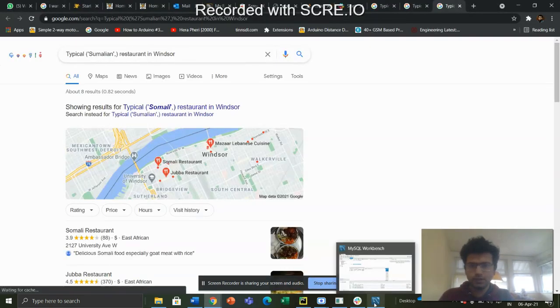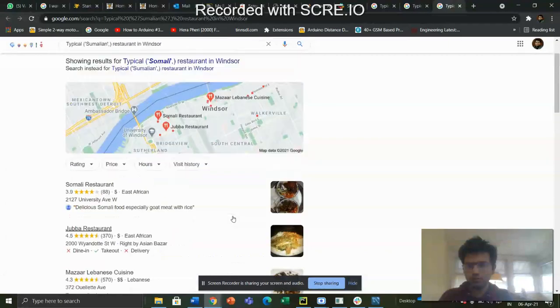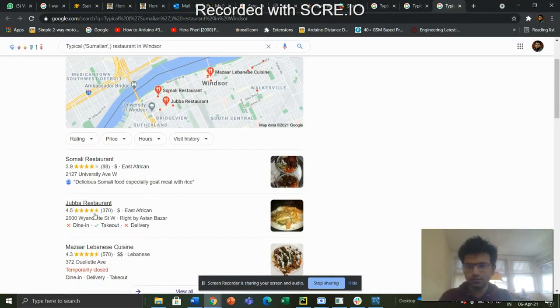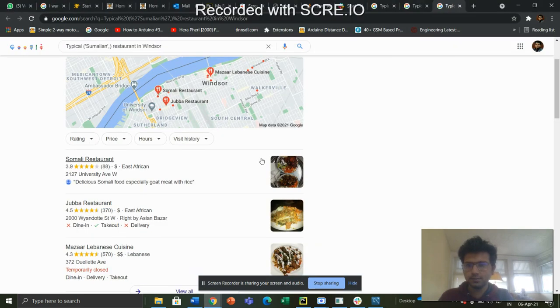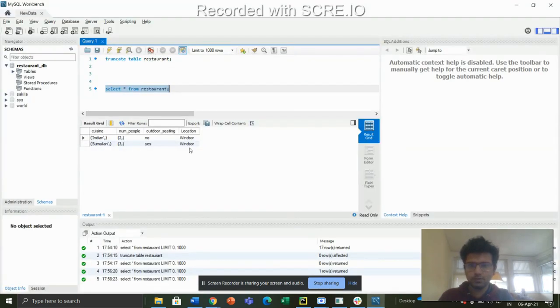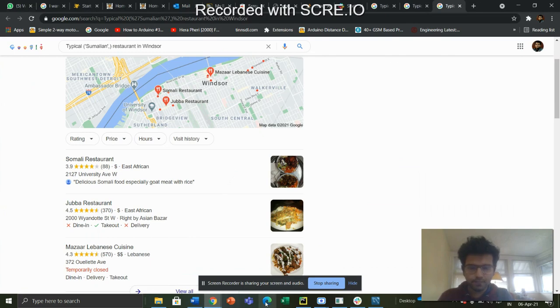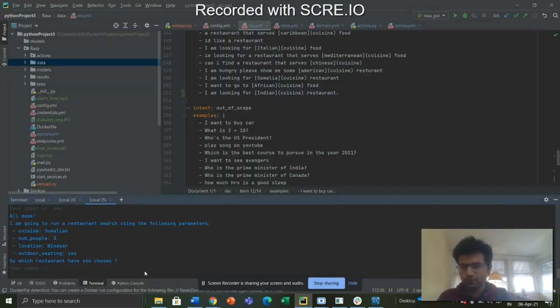So it has performed a Google search on a Somalian restaurant. So I'm going to choose Jubba. Before that, I will show that it has also inserted the value of Somalian, number of people 3 into the database. Then 3, yes. Which restaurant have you? Jubba.